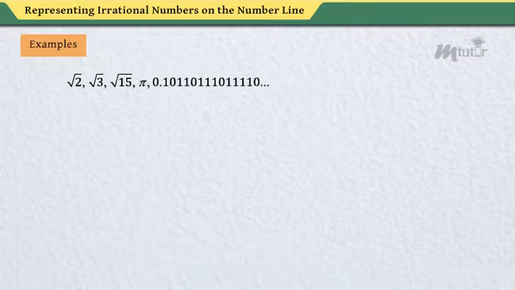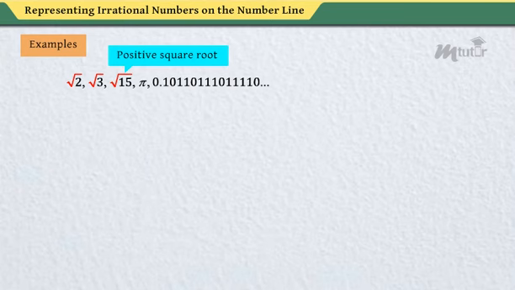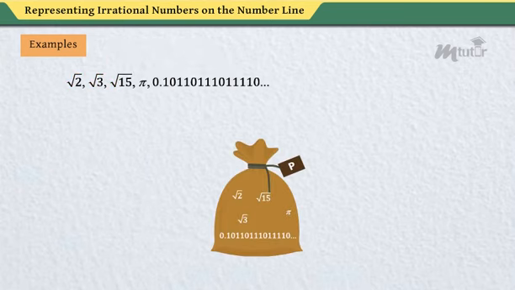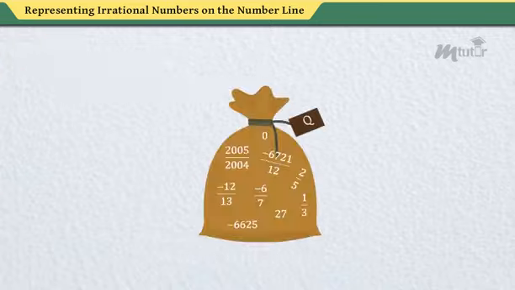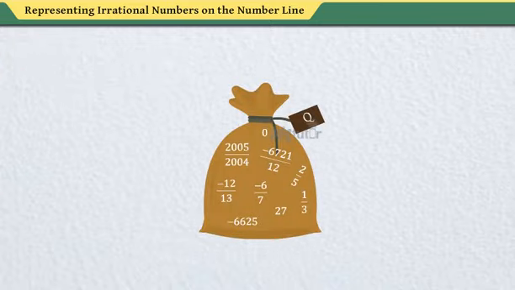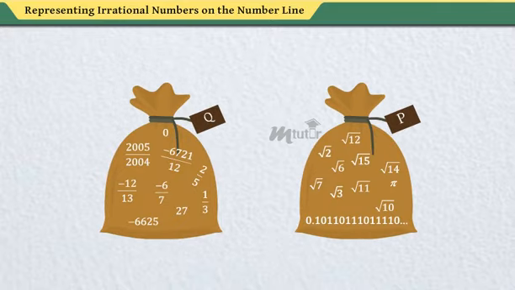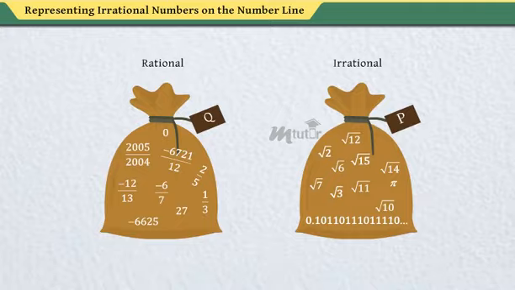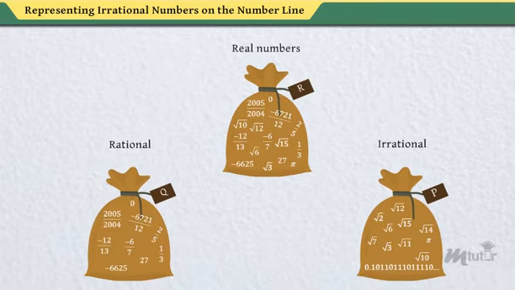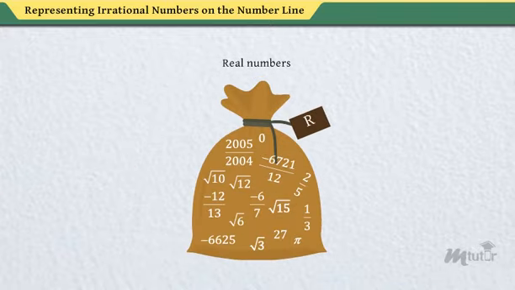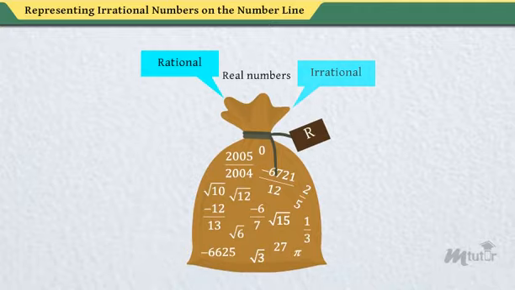When we use the symbol square root, we assume that it is the positive square root of the number. Irrational numbers are denoted by the symbol p. As there are infinitely many rational numbers, there are infinitely many irrational numbers too. The collection of all rational numbers and irrational numbers together make up what we call the collection of real numbers, which is denoted by r. Therefore, a real number is either rational or irrational.